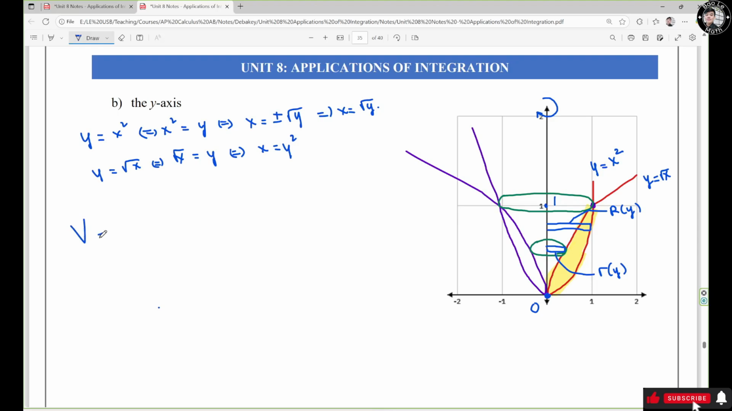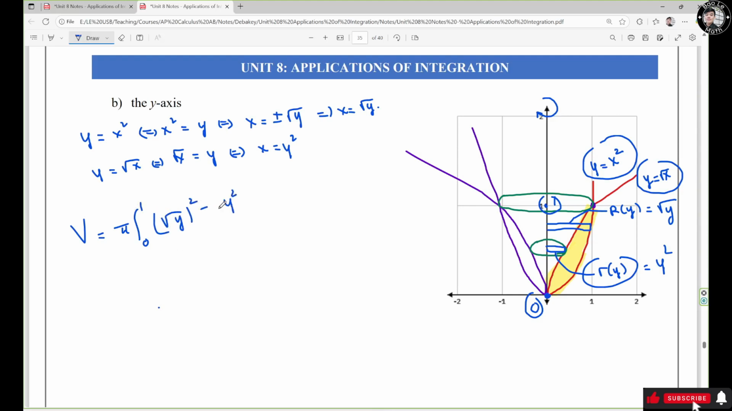So the volume is pi times the integral from 0 to 1, from this one to this one right here. The bigger radius is the one right here, which means square root of y. The smaller radius is this guy, which is y squared. So we have square root of y altogether squared minus y squared altogether squared dy.